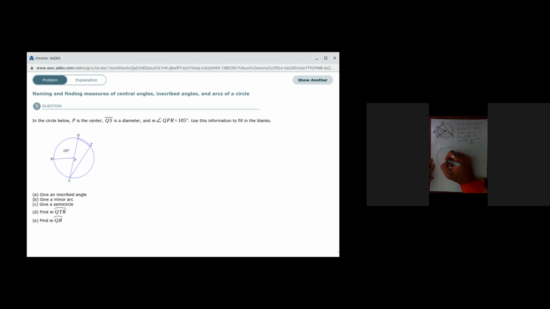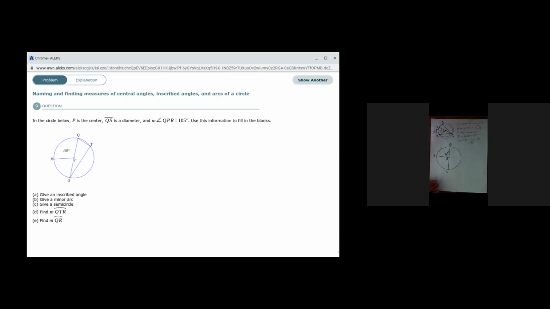In the circle below, P is the center, QS is the diameter. So Q to S is the diameter. And then it says the measure of angle QPR is 105 degrees. Use the information to fill the blanks below.